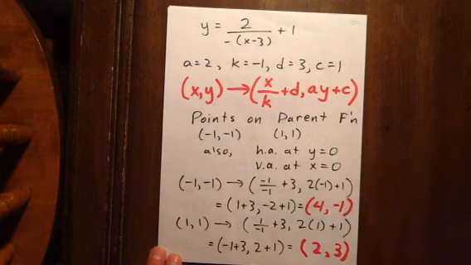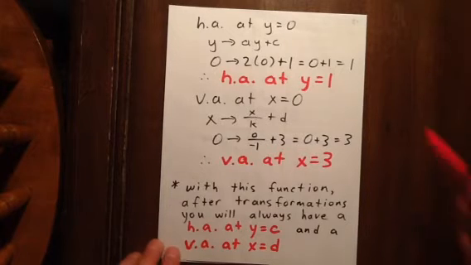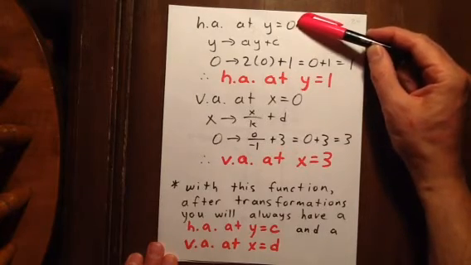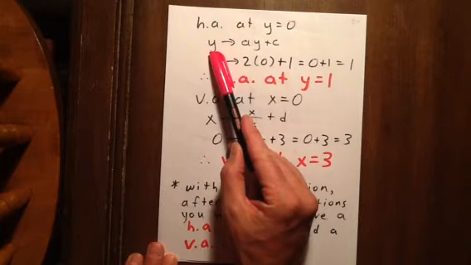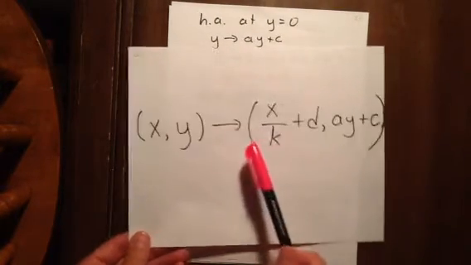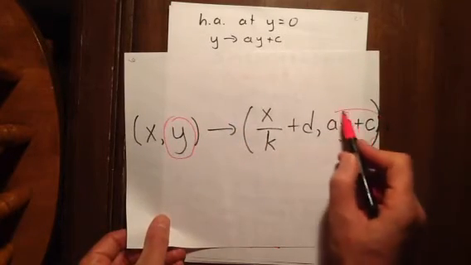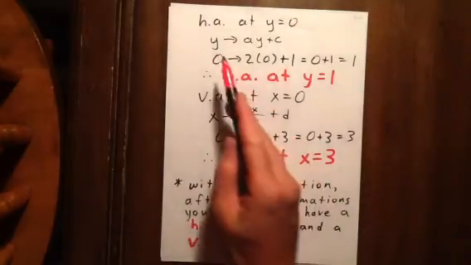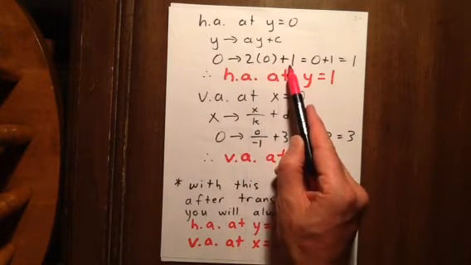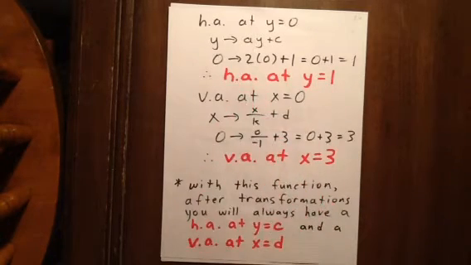Now let's see if we can do any work with these asymptotes. First of all, we have an asymptote at y equals 0. There's no x here, so we see what the y transforms to in our mapping formula. Remember, (x, y) maps onto (x over k plus d, ay plus c). That means y maps onto ay plus c. If y is 0, that maps onto 2 times 0 plus 1, which is 1. That means we have a horizontal asymptote for our function at y equals 1.